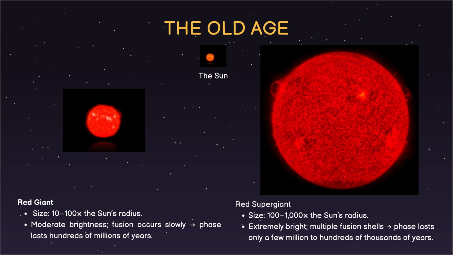High-mass stars evolve into red supergiants. They can grow to 100 to 1,000 times the sun's radius. These stars are extremely bright, with multiple fusion shells in their cores. Because they burn fuel very quickly, this stage lasts only a few million to hundreds of thousands of years.